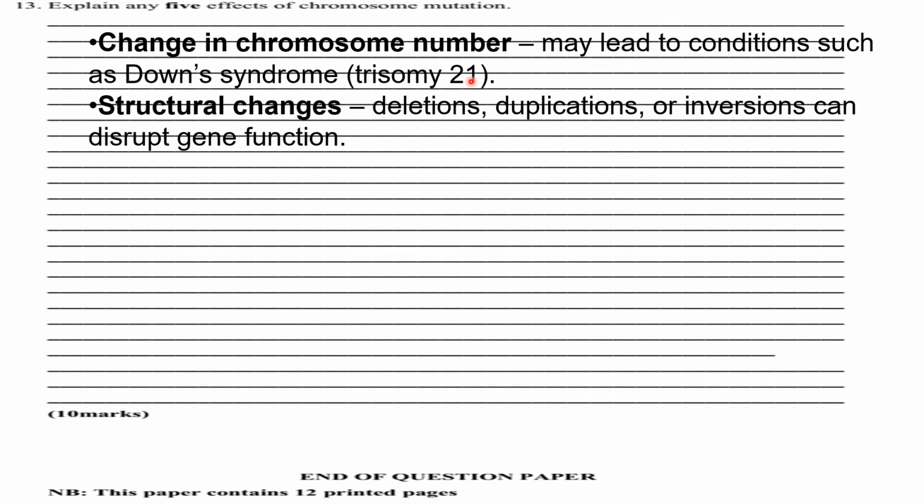One of them is the change in chromosome number. It can lead to conditions such as Down syndrome, whereby instead of having the normal 23 chromosomes, one has 21 chromosomes. Can also lead to structure changes such as deletion, duplications, removing some chromosomes, or multiplying to repeating copies of chromosomes or inversions can disrupt gene function.